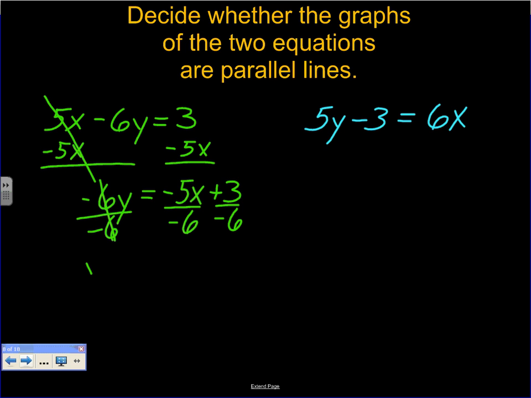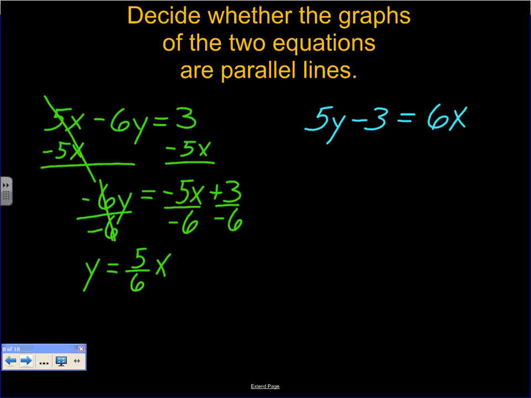And so we're left with y is equal to negative 5 divided by negative 6. We know negative divided by negative is going to give us a positive, and there is nothing that will go into 5 that also goes into 6 other than 1. So we cannot reduce 5 over 6. We just write it as 5 over 6x.